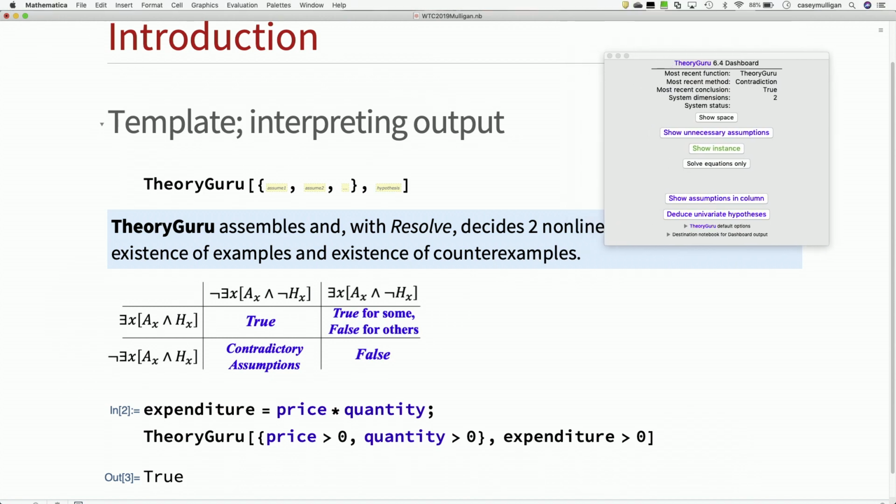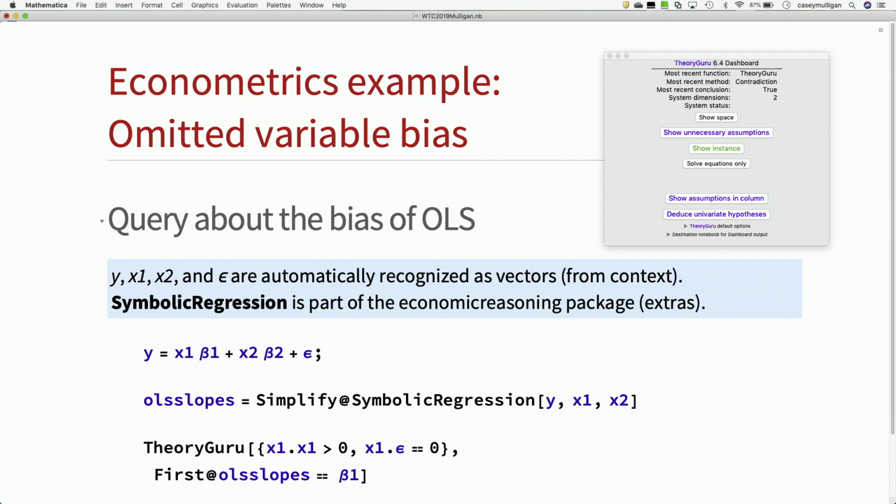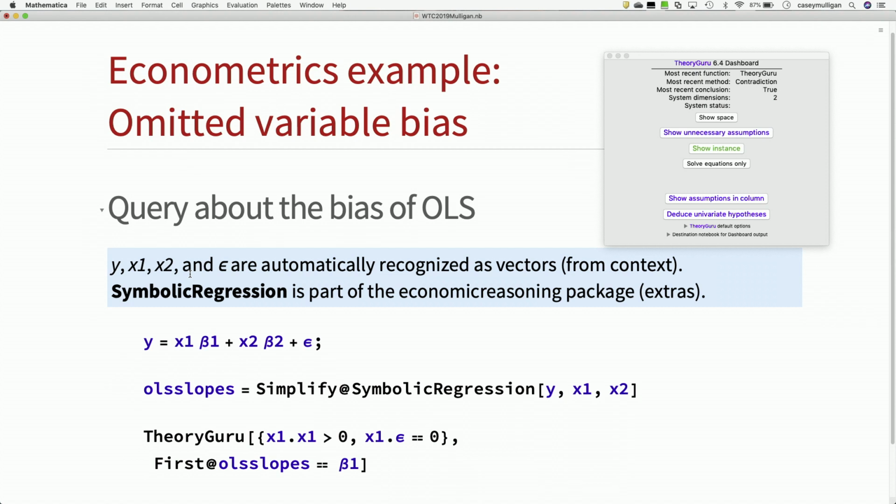You also got another pop-up, which I'll bring over here, a dashboard that shows a little bit about what happened in the computation and some next steps. The next steps part, the different buttons, it's kind of like the Mathematica suggestion bar, same idea. Okay, so let's take a non-trivial example. This is from econometrics or statistics. It's about whether least squares estimates are biased and what conditions.